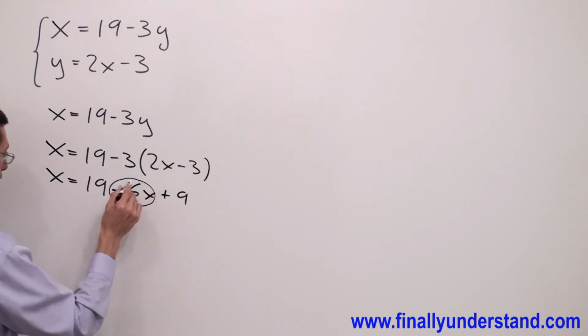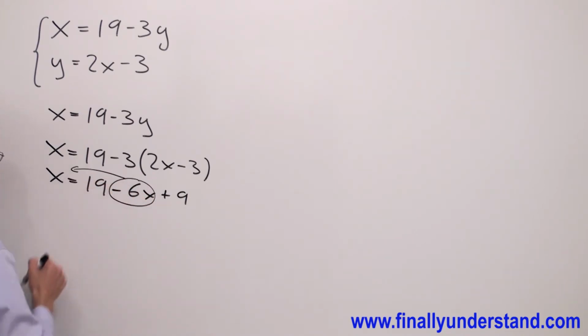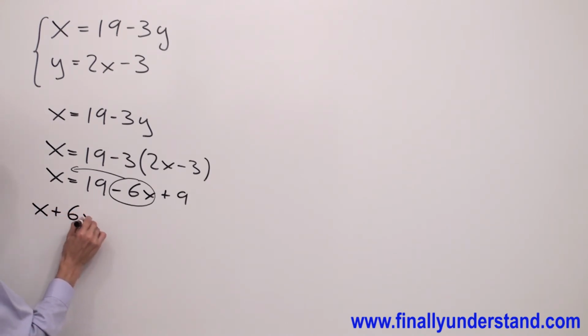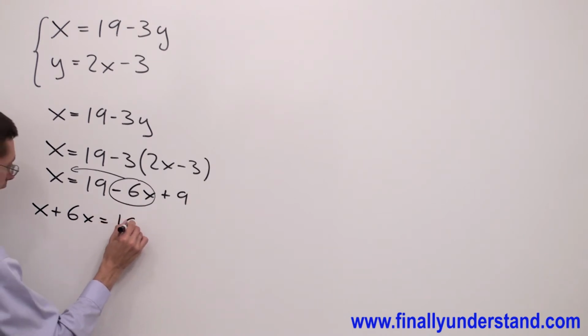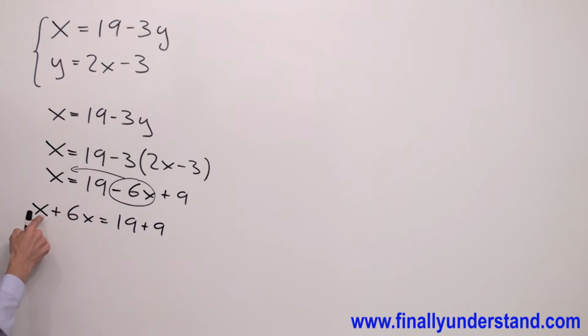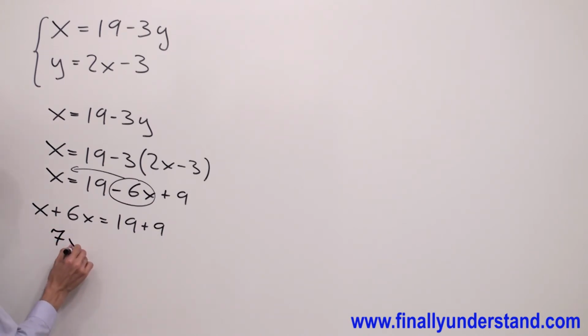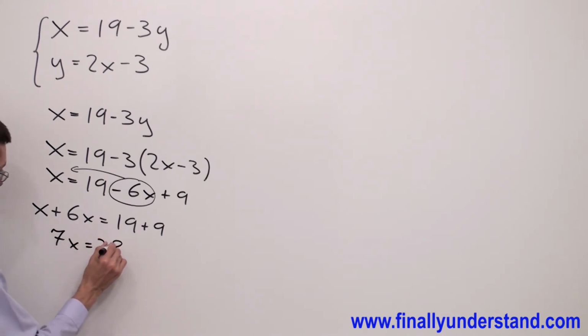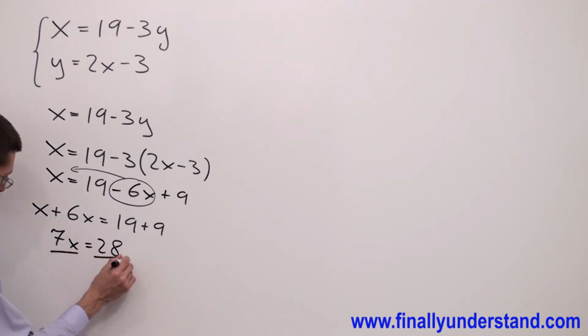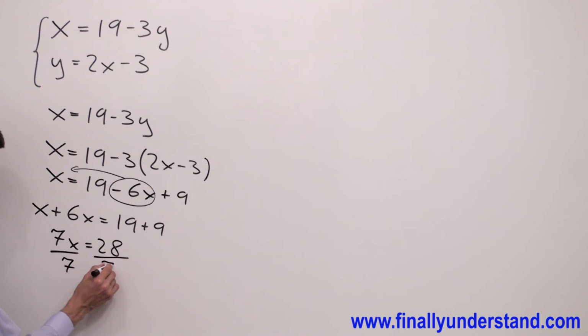Negative 6x, I'm going to move to the left side because I want to collect x's on the left side. So I have x plus 6x equals 19 plus 9. x plus 6x is equal to 7x, equals 28. In order to find the value of x, I have to divide both sides of my equation by 7.